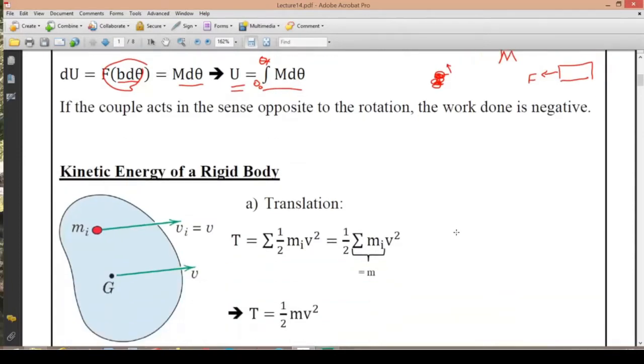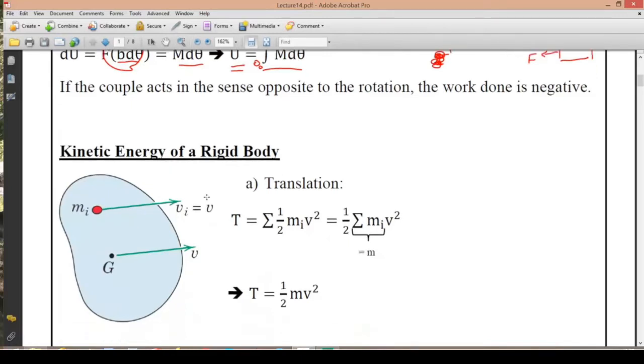Let's take a look at the definitions of kinetic energy of a rigid body. Now that we have the information about the work, we need to step by step take a look at the energy terms, kinetic energy and then potential energy.